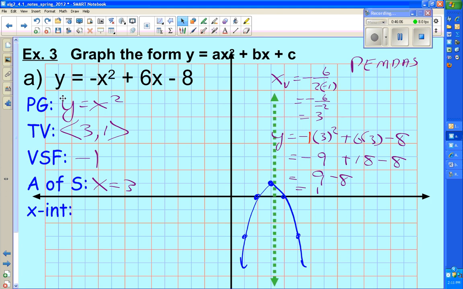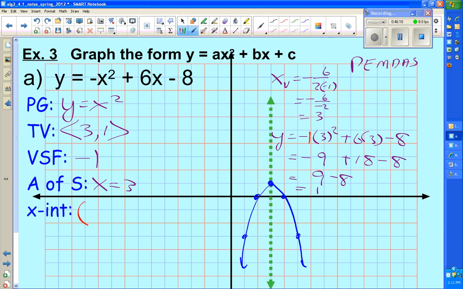Here's my axis of symmetry. And I now can identify my x-intercepts. What are they? Now, you can't always see them, so just leave it blank for now. Does it matter which order we put those? Nah, doesn't matter to me. I usually try to go left to right, but even I don't do that. Sometimes I forget.